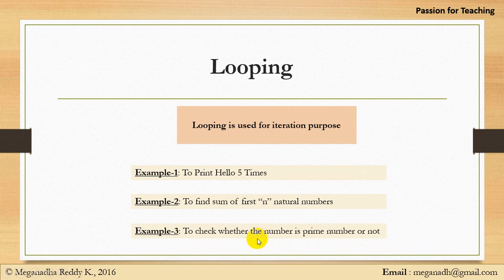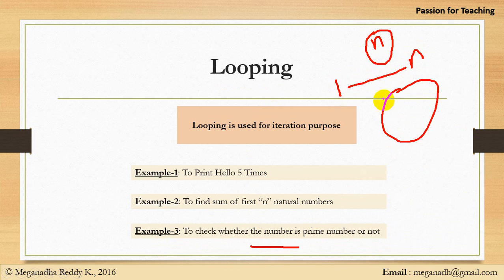To check whether a number is a prime number or not, how do we check that? We have to divide the input number from 1 to n, and if it is divisible only 2 times, then we can display it as a prime number. So we will loop from 1 to n and check whether the number is divisible. So in that case also we can use loops.